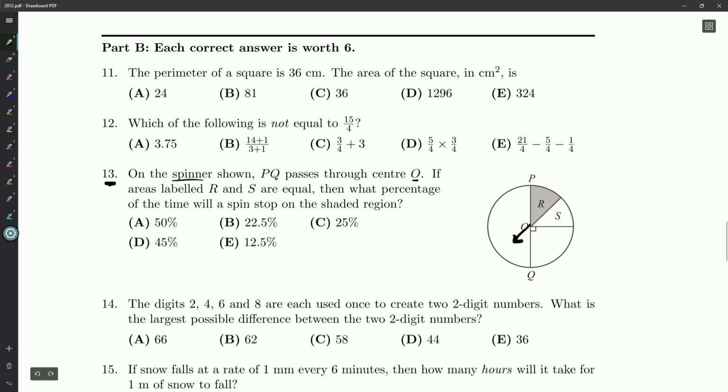So how are we going to work this out? Well, you find percentages by taking fractions out of a whole and multiplying them by 100%. So what fraction is this shaded area out of the whole circle? Because that's the whole area the spinner could land on. Okay? Well, how can we work this out?